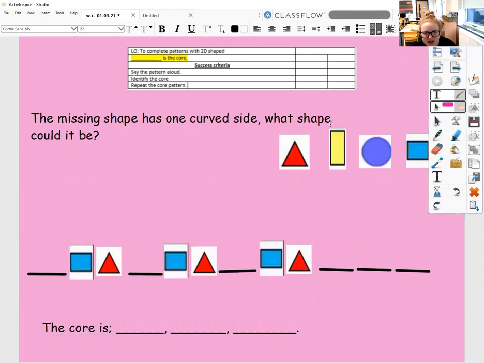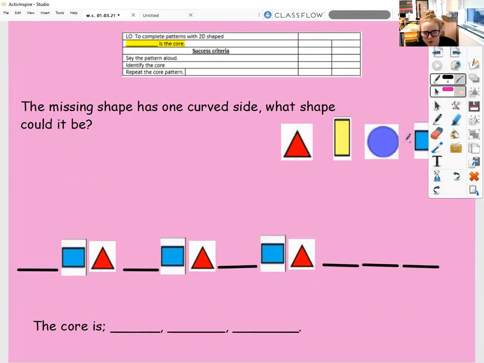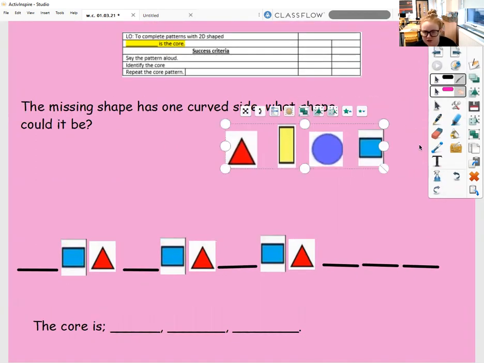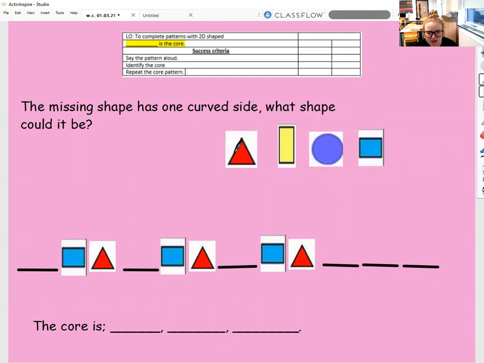So the missing shape has 1 curved side. What shape could it be? So it's got 1 curved side. Well, let's have a look at our shapes. So first of all, the triangle: we're looking for 1 curved side. The triangle has 1, 2, 3 straight sides. Could it be a triangle? No, it could not be a triangle. We're looking for 1 curved side.